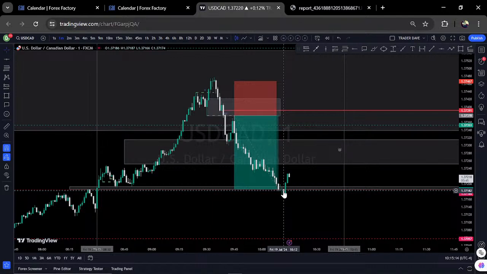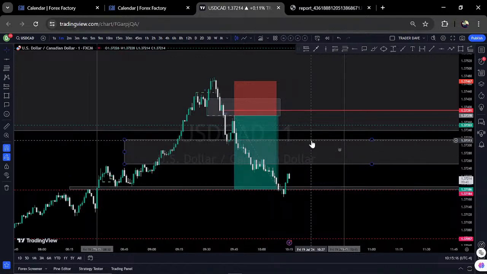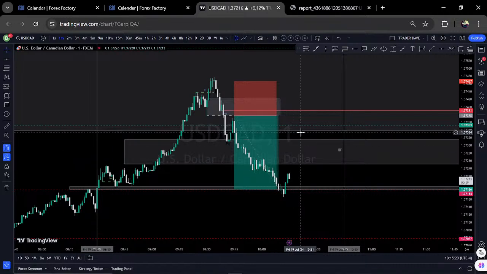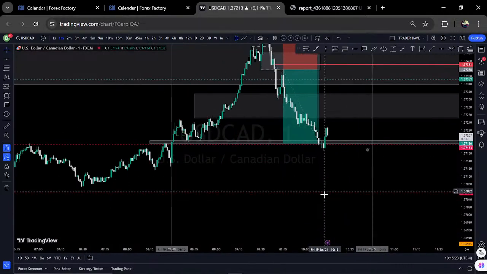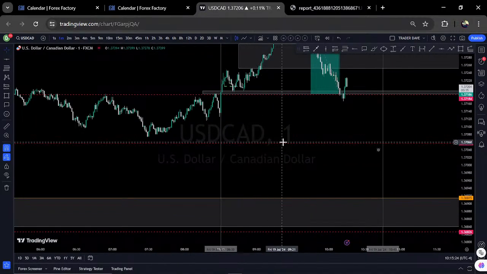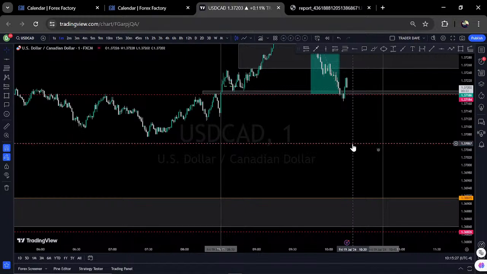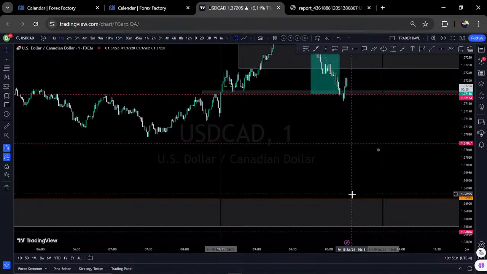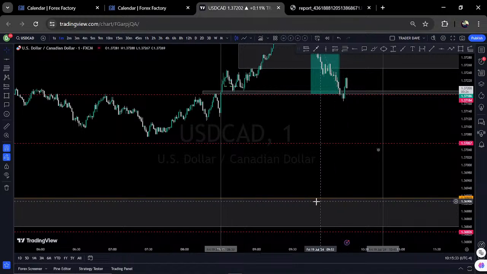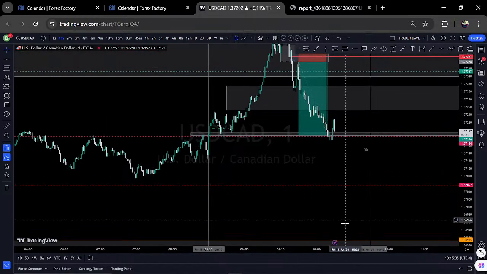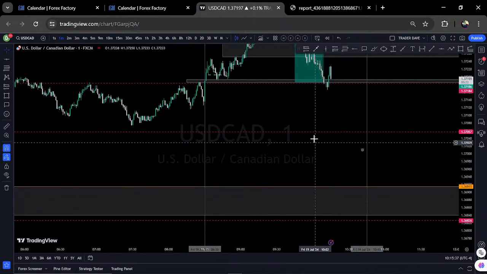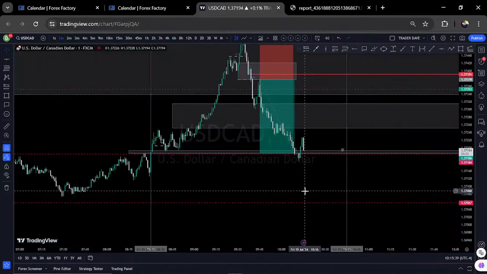So I'll be waiting for a retracement and continue because I still have liquidity lying around this previous day's opening and the start of this FVG for a terminus or for a take profit.